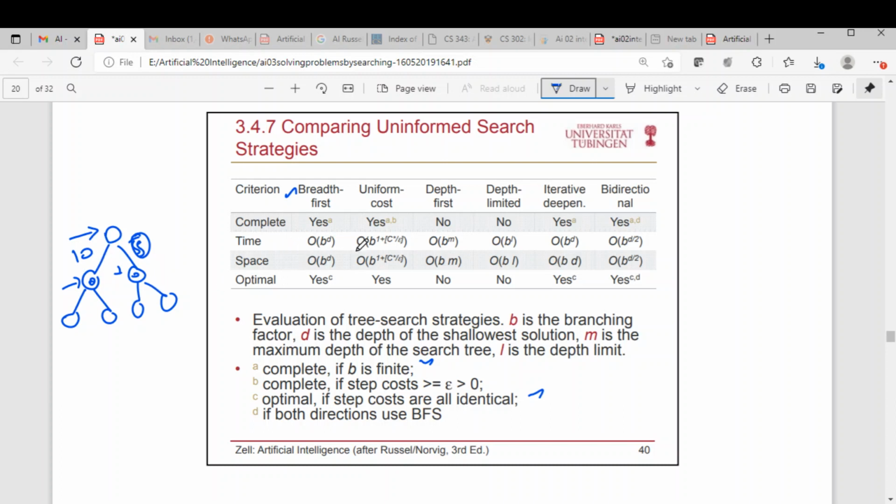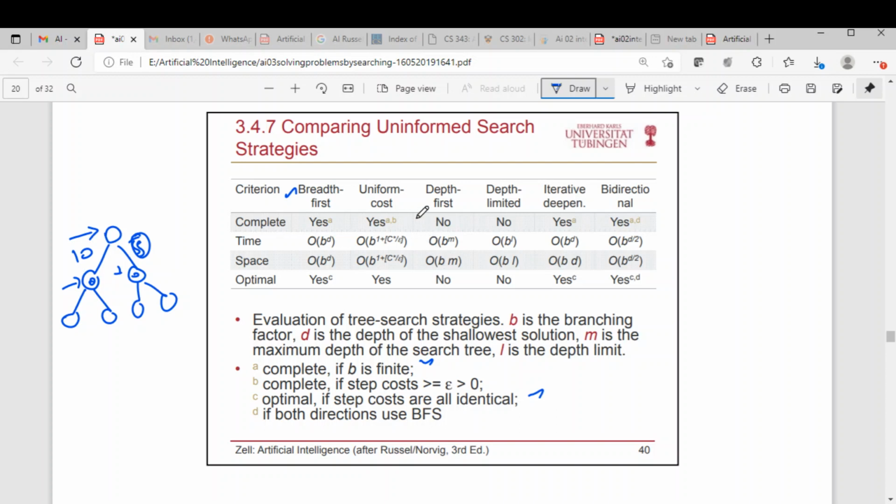And what is its time complexity? It is order of b to the power c star by epsilon plus 1. Just as in breadth first search, instead of b to the power d, you can call it b to the power d plus 1 if the goal test is done during expansion. Here c star is the cost of the optimal path, and epsilon is the step cost. Space complexity is also the same. Is it optimal? Yes, it always provides the optimal solution. There are no conditions on that.